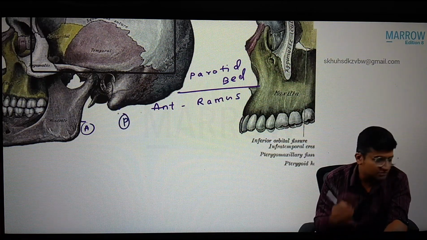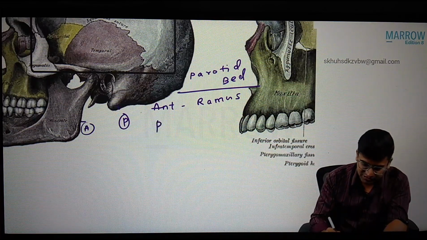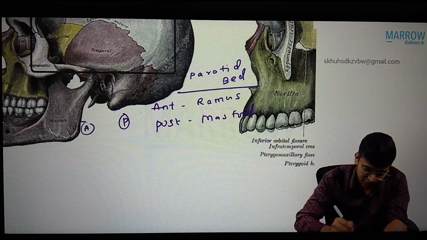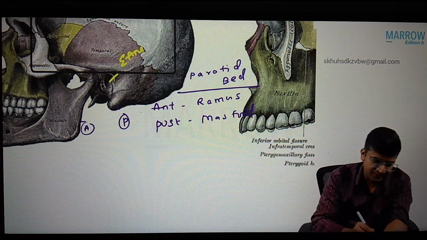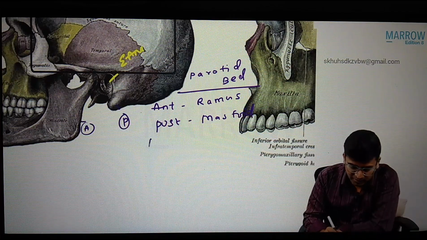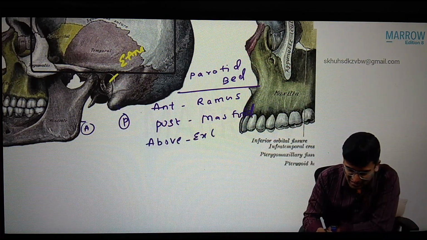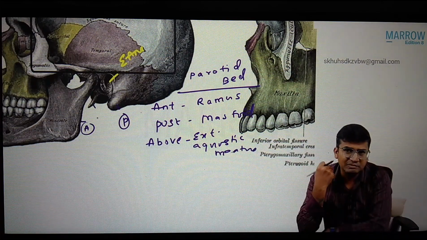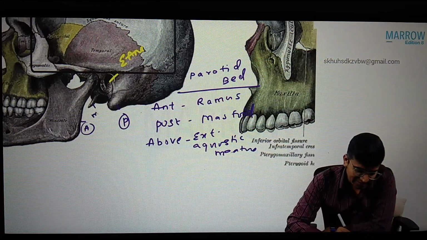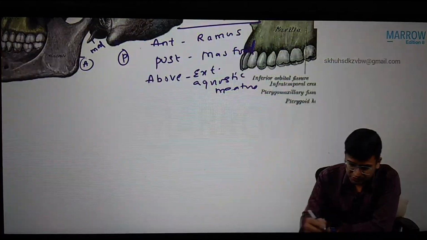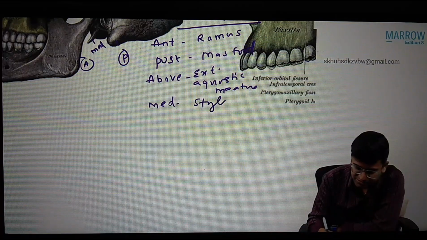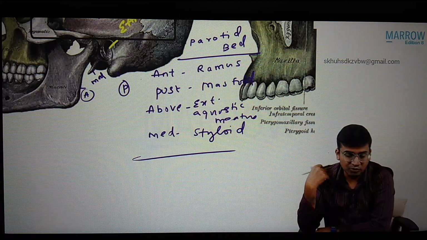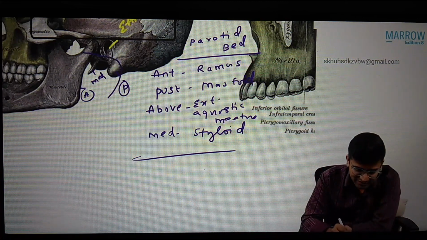This is posterior. Posteriorly, we have the mastoid process. Above, we have the external acoustic meatus. On the medial side, can you see one sharp projection there, like a knife? That is the styloid process. So medially, we have the styloid process. That is the boundary for the parotid bed, and the parotid gland is present here only.